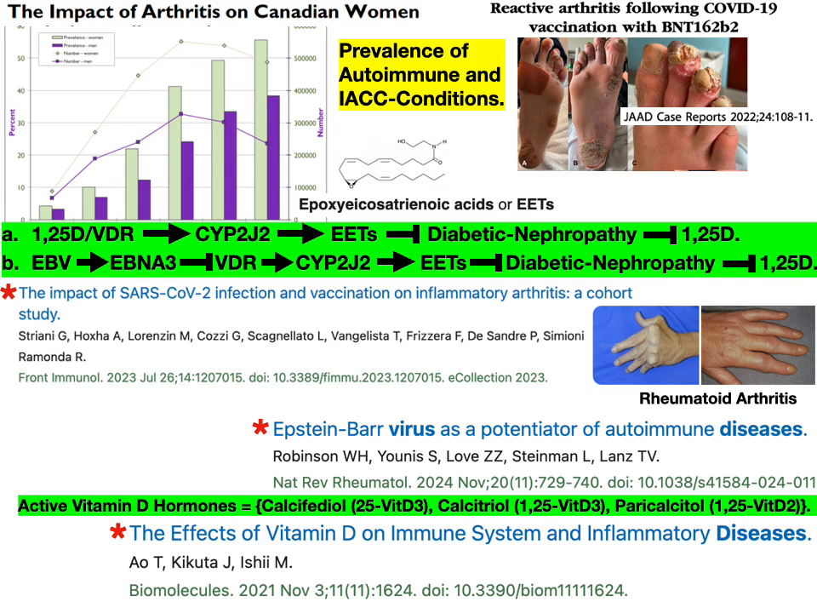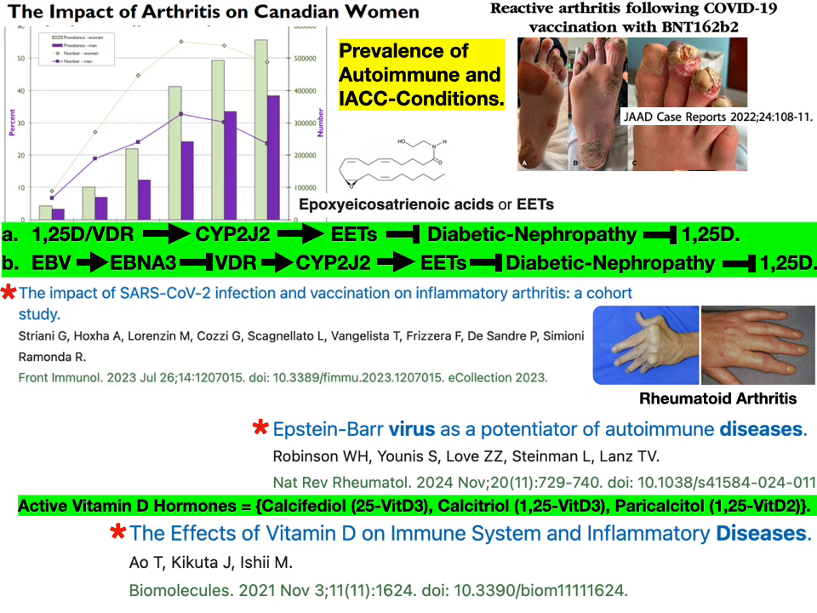The second information vector shows the impact of a herpes virus, Epstein-Barr virus, abbreviated EBV. Epstein-Barr virus produces a toxin, EBNA3, Epstein-Barr nuclear antigen 3, which directly binds to the vitamin D receptor and inhibits it. So all of the benefits of the vitamin D receptor in suppressing diabetic nephropathy are lost if the vitamin D receptor becomes inhibited by EBNA3, this toxin being produced by the Epstein-Barr virus.